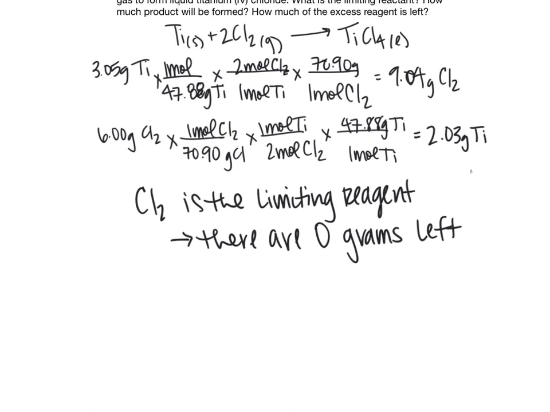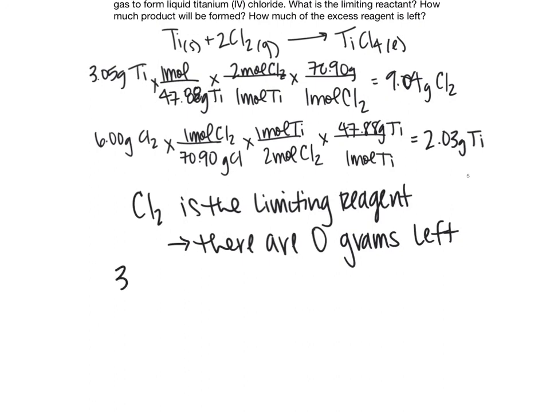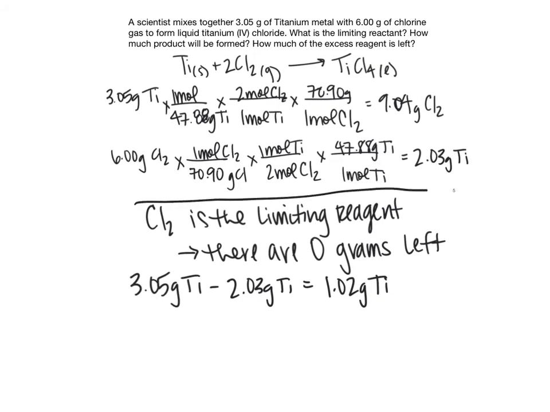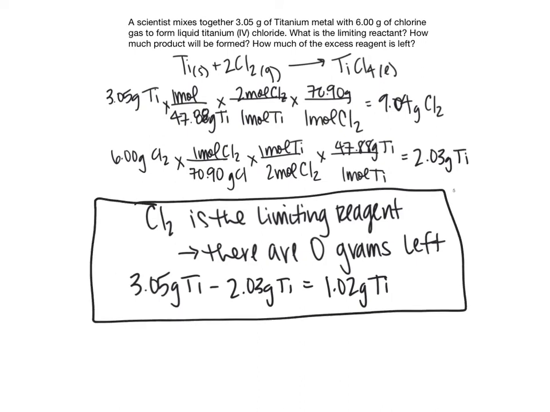So it asks how much titanium is left, and so we're going to take our 3.05 grams of titanium and subtract the 2.03 grams that we're going to have used, and that's going to give us 1.02 grams of titanium. So now this box right here answers 2 of the 3 questions. The last question is, how much product will be formed? So we're going to use our limiting reagent.